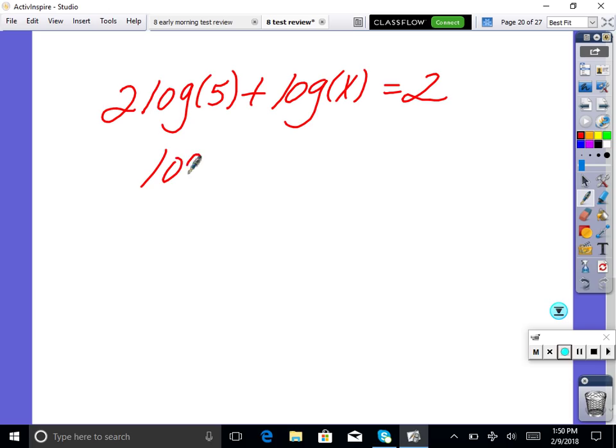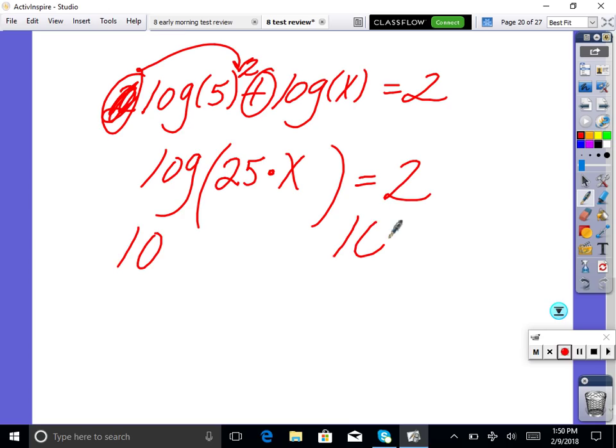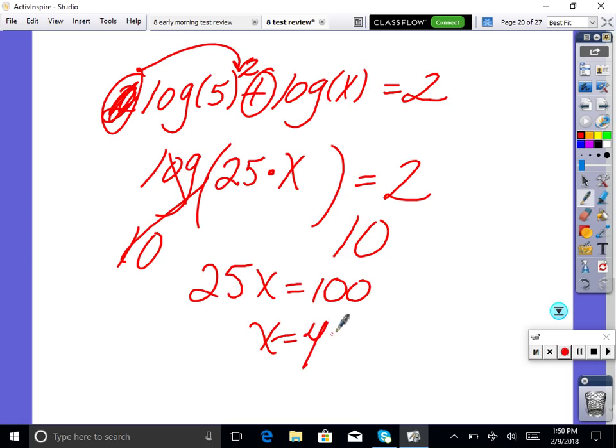So we would have to put these together. So we would say, oh, I got to fix that. That's an exponent. So we would have 5 squared, which is 25. So now when you add, you multiply. So then we would have 25 times x equals 2. So then we base 10 both sides to undo the log. 25x equals 100. Therefore, x equals 4. That's how you would do that first one.